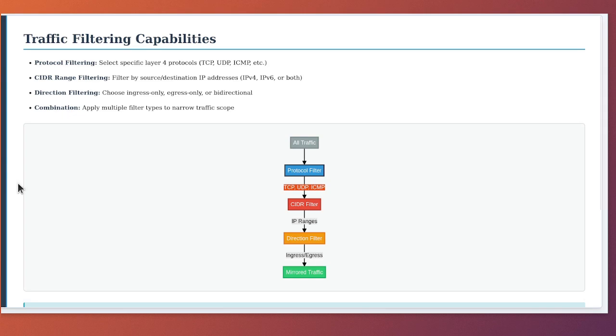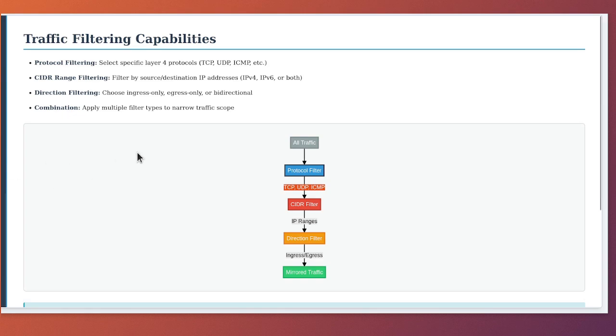This is particularly useful because, by default, packet mirroring only captures IP version 4 traffic. If you need to mirror IP version 6 traffic, you must explicitly specify an IP version 6 CIDR range filter. You can mirror all IP version 6 traffic by using a filter of ::/0, or mirror both all IP version 4 and all IP version 6 by using a comma-separated filter combining 0.0.0.0/0 and ::/0.